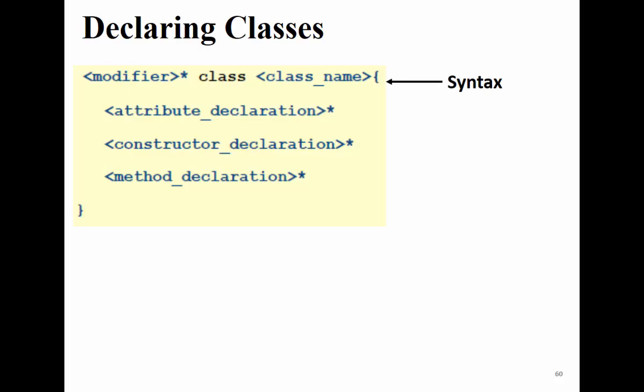How can we declare a class? This is the syntax to declare a class. You provide the modifier for the class. I put a star because you can leave the modifier off and use the default access modifier, but it's good to have a public or private class as you want. So: modifiers, public or private, class, then you give a name for the class, you declare some attributes, some constructors, and some methods.